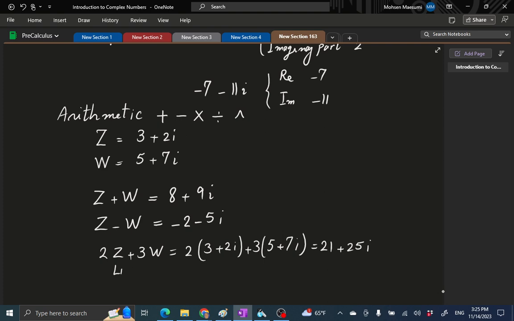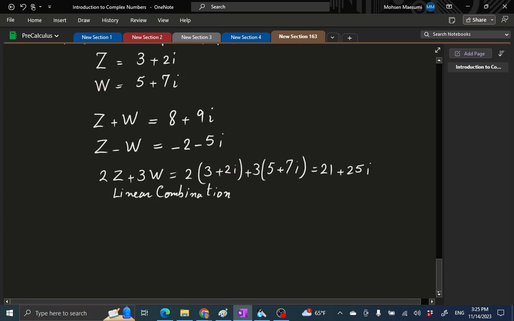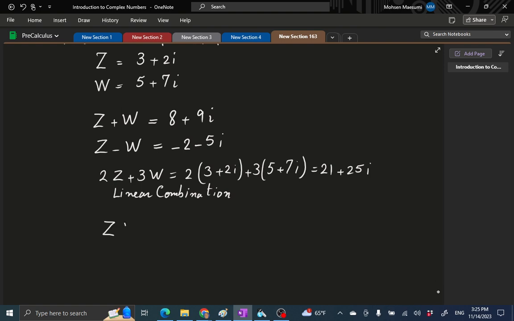These kinds of creatures are called linear combinations. You're going to see a lot of that in the years to come in all of your classes, especially linear algebra, differential equations, and so on. The idea of a linear combination simply means you have two entities, you multiply them by some numbers and add them up. Next up is, how about multiplication? That's where things start to become interesting.